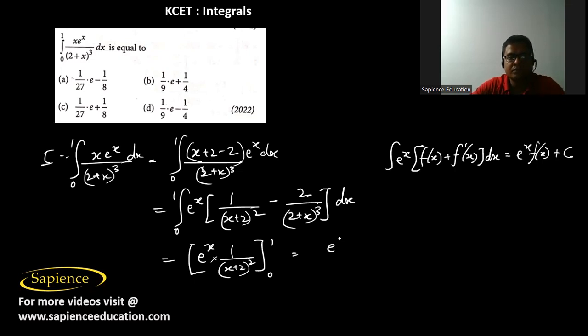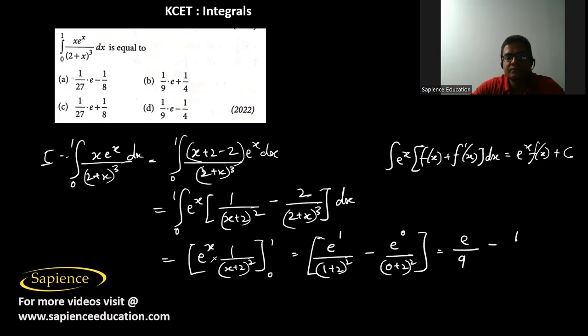So this will be e power 1 by (1 plus 2) whole square, minus e power 0 by (0 plus 2) whole square. So this will be equal to e by 3 square, which is 9, minus 1 by 4. So e by 9 minus 1 by 4. So option D is the correct answer.